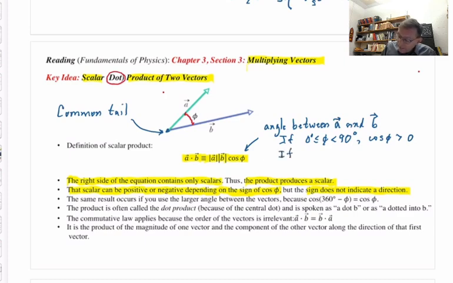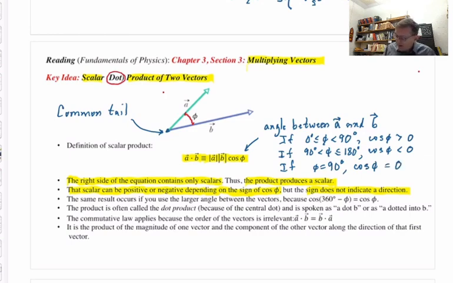If phi is greater than 90 and up to and including 180, then cosine phi is a negative quantity. And the way I do the scalar product, I'll never need to go above a phi of 180. If phi is exactly 90 degrees, then cosine phi is 0.